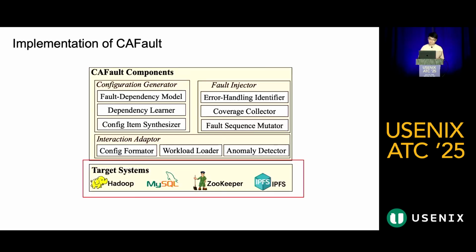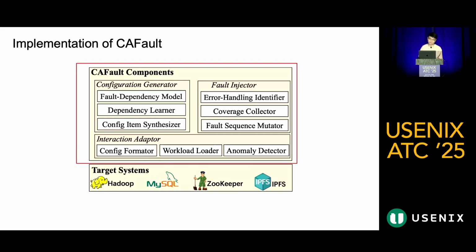We implemented CAFault on 4 widely used distributed systems: Hadoop file system, ZooKeeper, MySQL-Cluster, and IPFS. We chose these systems because they are not only popular, but also diverse. They come from different organizations and are implemented in different programming languages. By testing across these systems, we show that CAFault is a general testing framework, is cross-platform, language independent, and works well across different distributed systems.